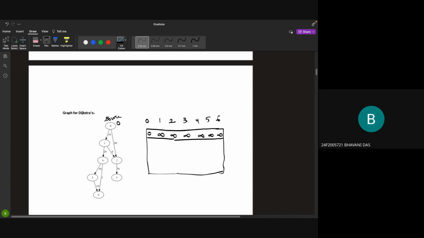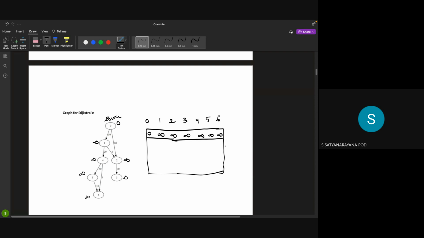The rest of them are infinite, because right now we don't know whether we can reach them or not. Sir, if there are two sources, then we need to put both as 0? If there are two separate components in the graph and you fix the second vertex as the source, you start from 0 there. The distance of that vertex is 0. Clear? Okay, so this is done at first.